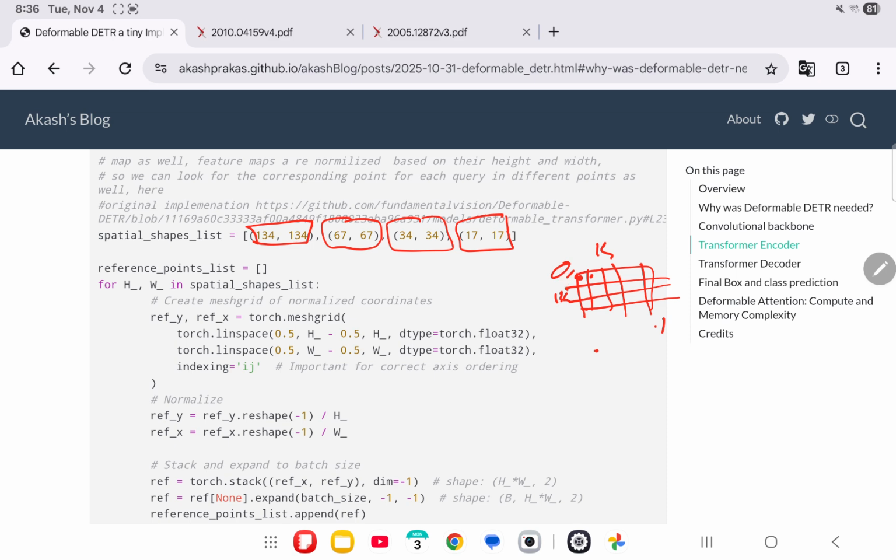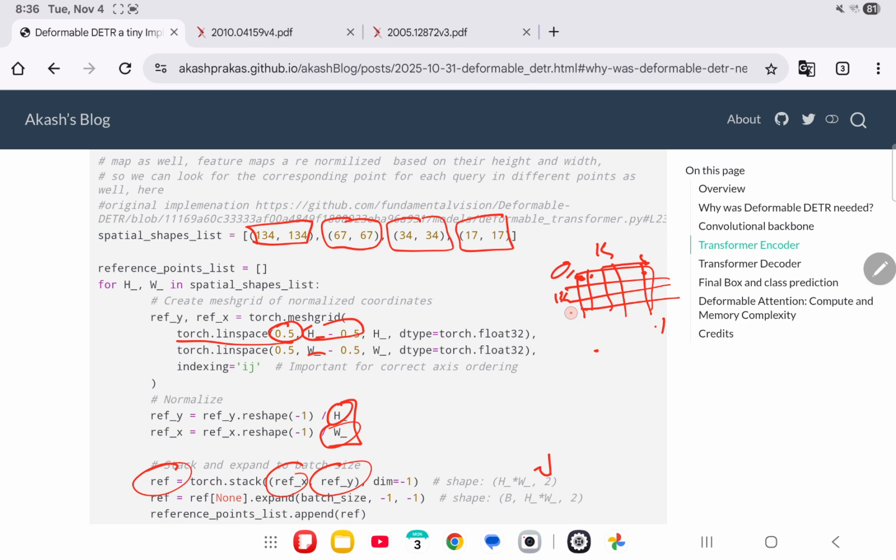How we do it in PyTorch is, we have a torch.linspace command, and here we are saying start from 0.5 to height minus 0.5, and similarly for width, we want to start at the center and end at the center. Then we normalize with the corresponding height and width so that it becomes 0 to 1, and then we stack them as xy coordinates so that they become the reference points. This gives us the reference points in one feature level.